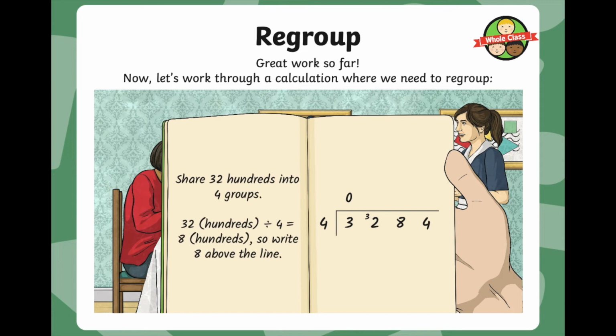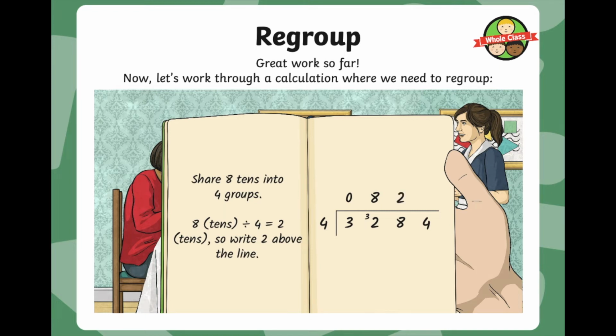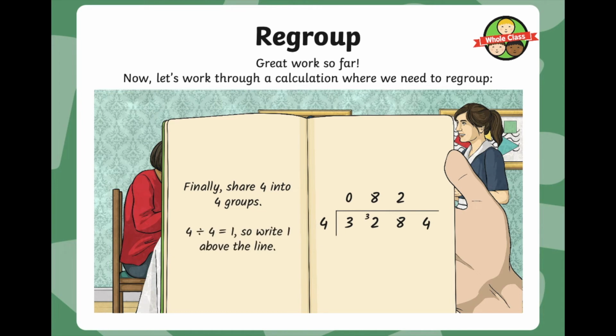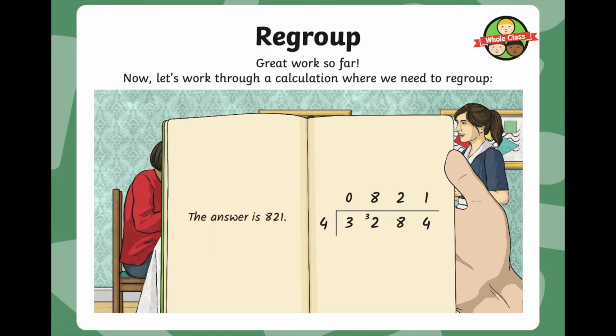Share 32 hundreds into 4 groups. 32 divided by 4 equals 8, so write 8 above the line. Share 8 tens into 4 groups. 8 divided by 4 equals 2, so write 2 above the line. Finally, share 4 into 4 groups. 4 divided by 4 equals 1, so write 1 above the line. The answer is 821.